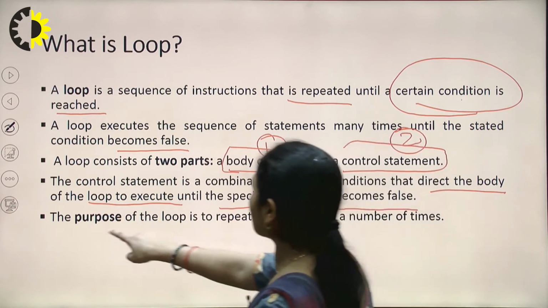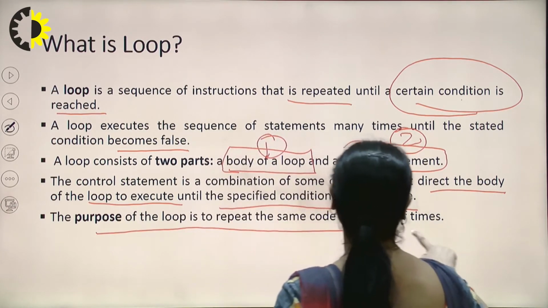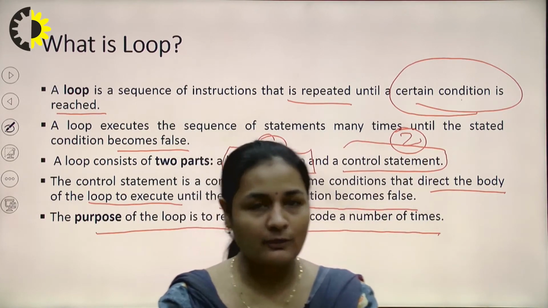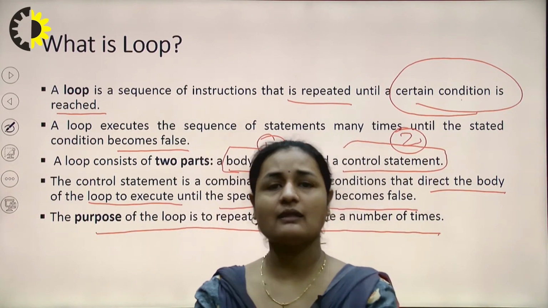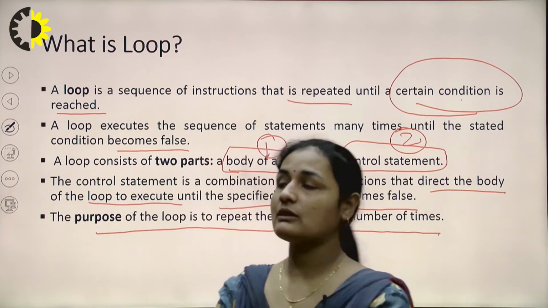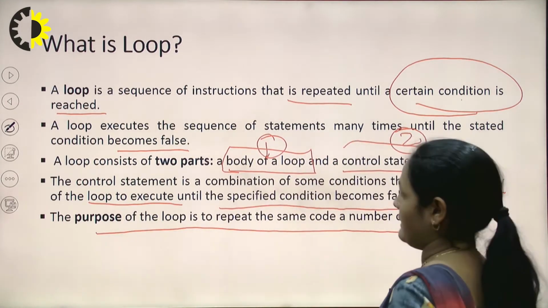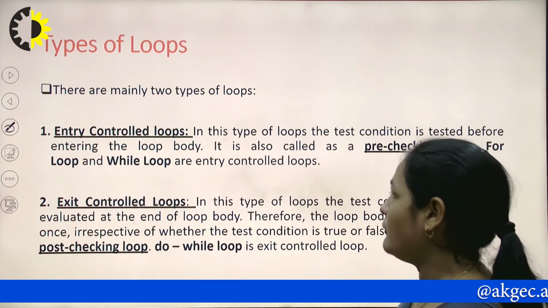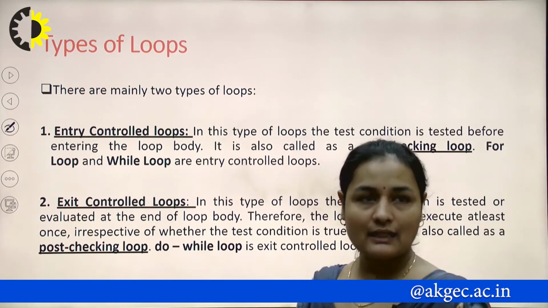The purpose of a loop is to repeat the same code a number of times. Basically, why do we use a loop? When we want to repeat the same statements many times, then we use a loop in C programming. Then, what are the types of loops? There are basically two categories of loop.